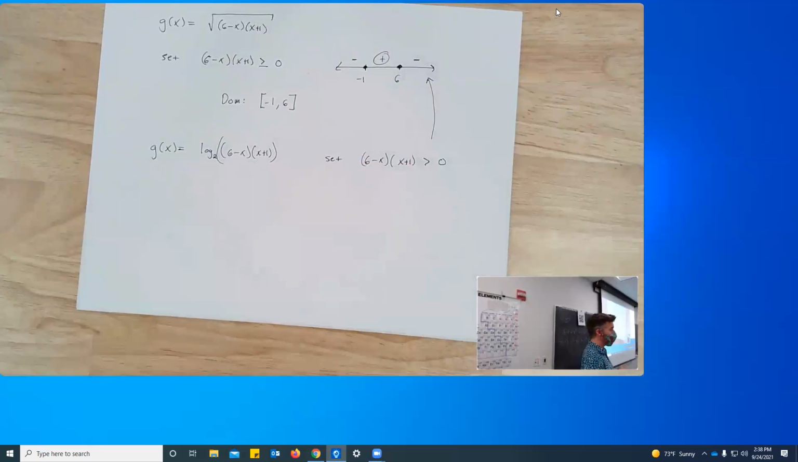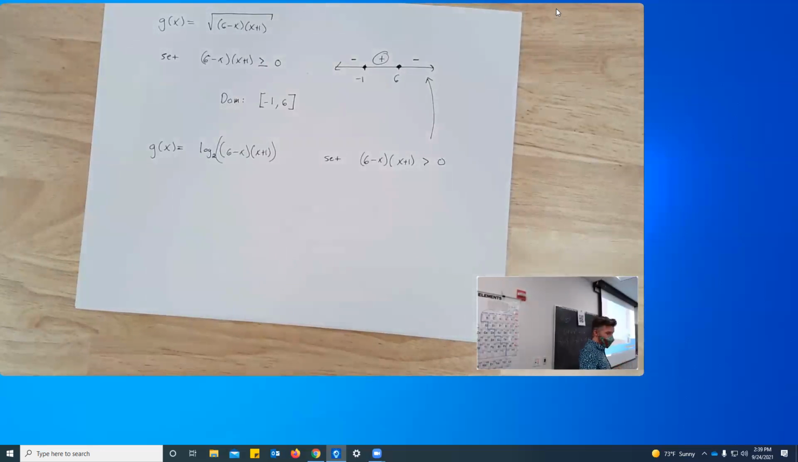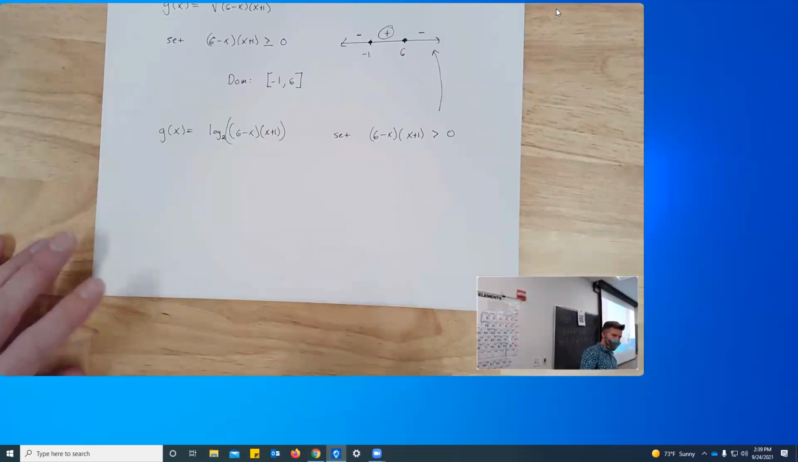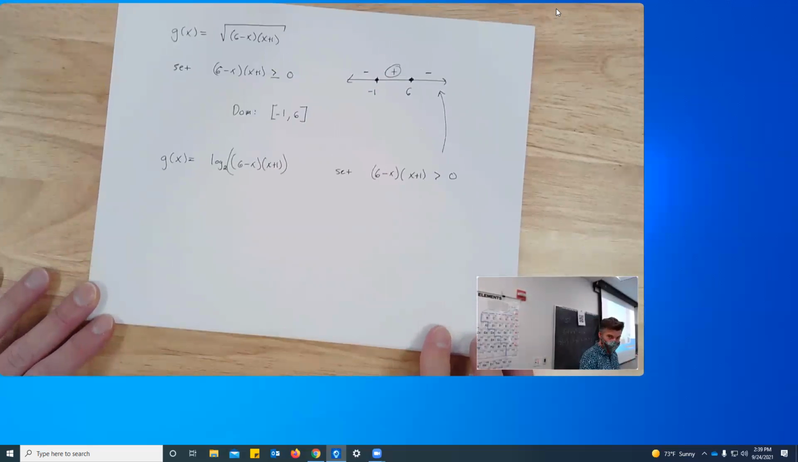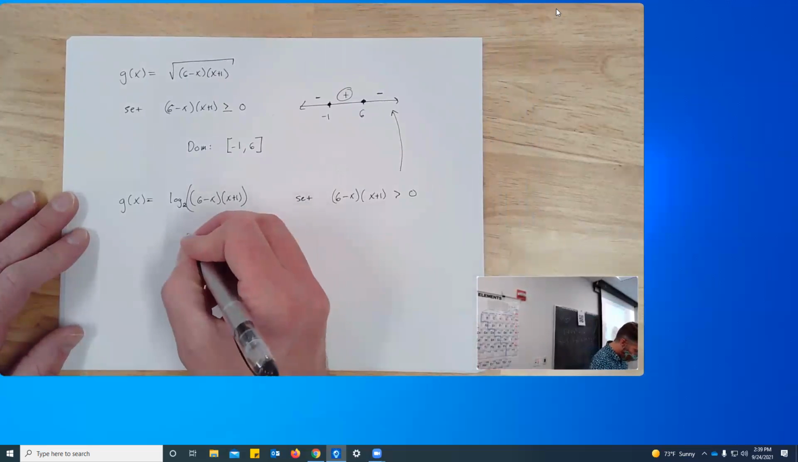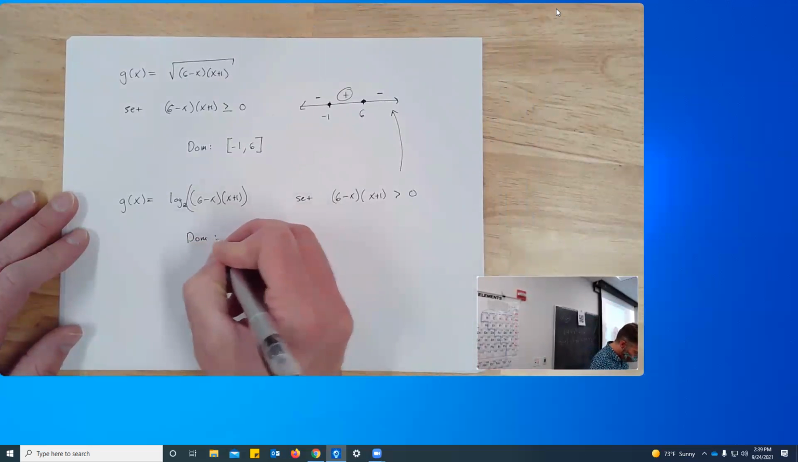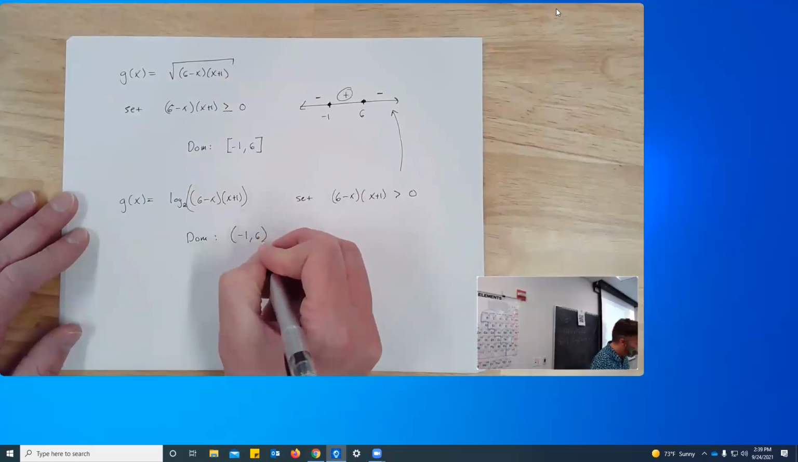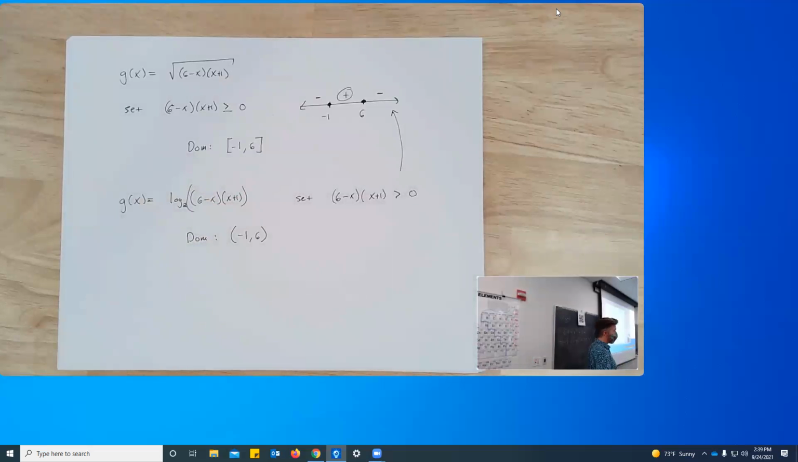But now we don't want to include the endpoints, because including 6 or including negative 1 would mean we are taking the log of 0, which isn't something we're able to do. Sorry, this document camera is accidentally here, I'm stabbing it with my pen. So here, our domain would be negative 1 to 6, exclusive of the endpoints. We don't want to include them.